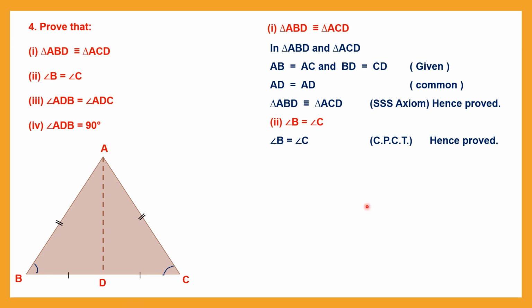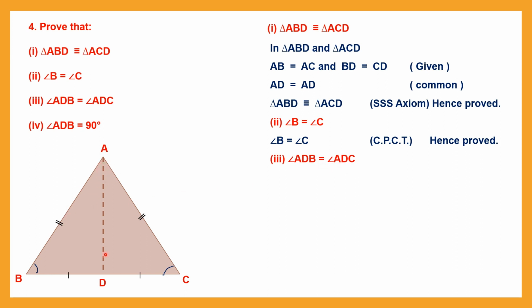And what is the reason? CPCT. What does that stand for? Corresponding parts of congruent triangles. Remember, corresponding parts are always equal. So we have proved that angle B is equal to angle C. So right, hence proved.